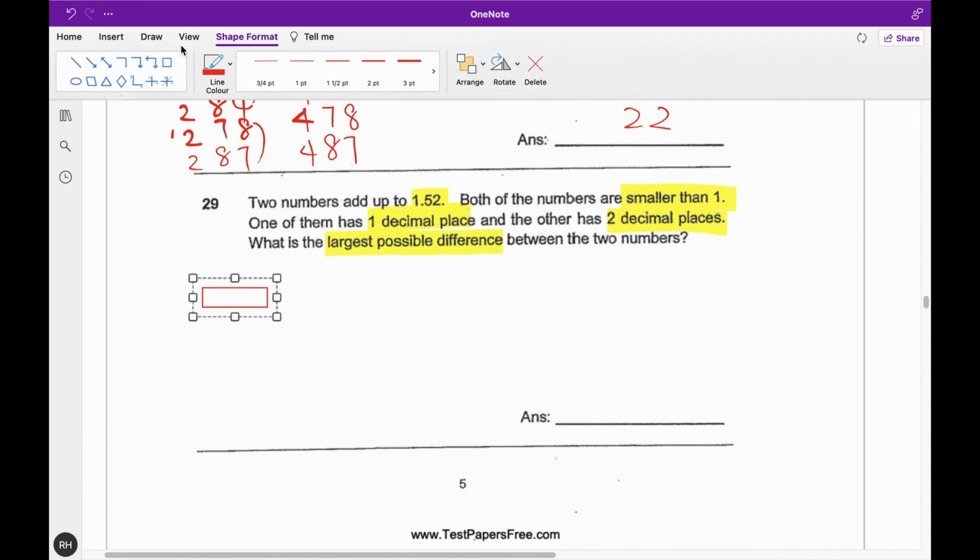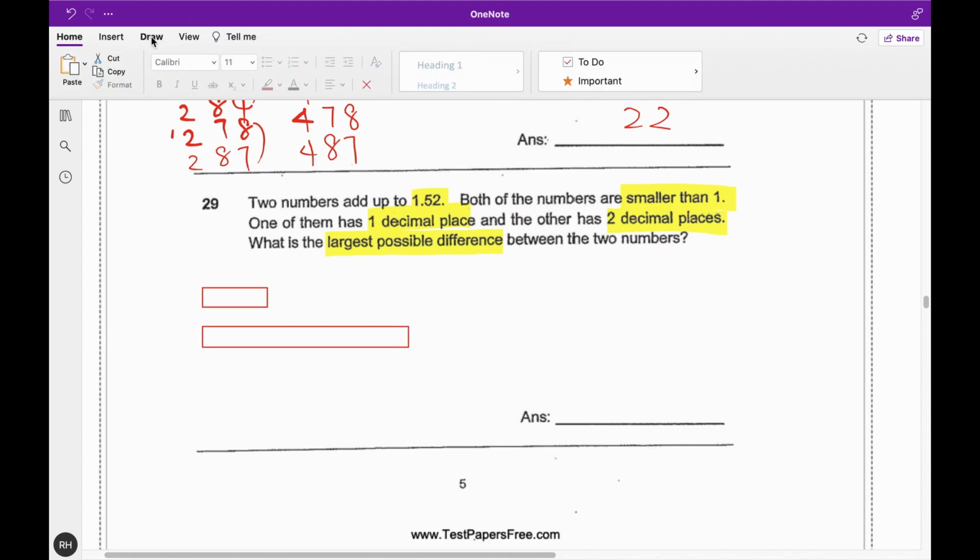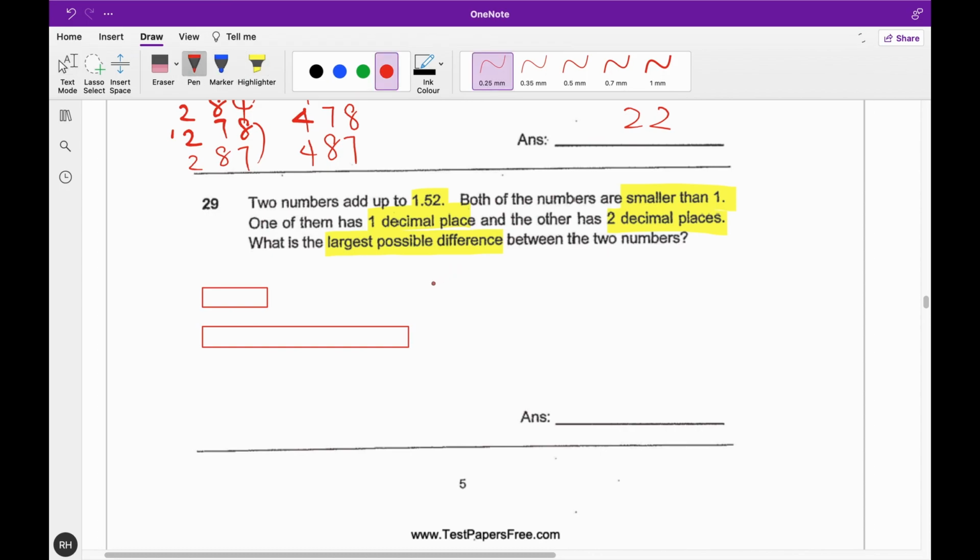Firstly, we have the smaller number, and then we have the larger number, so the rectangle will be longer. The total of these 2 numbers add up to 1.52. Okay, so the first thing that I would do is to guess. In order for the difference to be the largest possible, the bigger number must be the biggest possible number, and then this must be the smallest possible number. That's when the difference will be the largest, right?